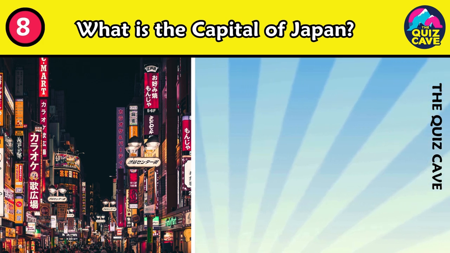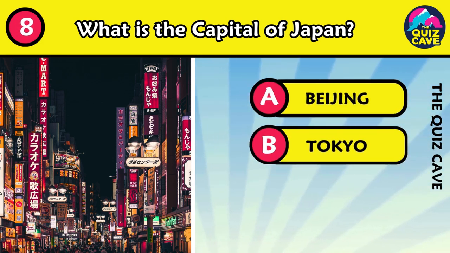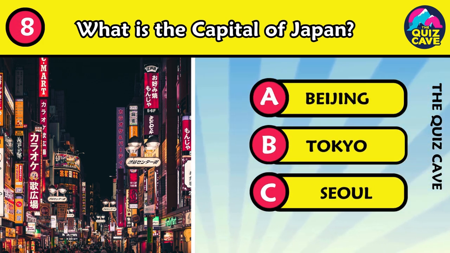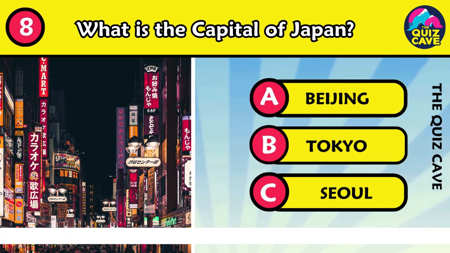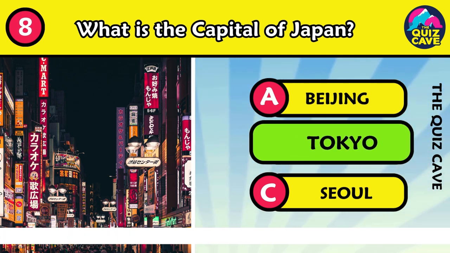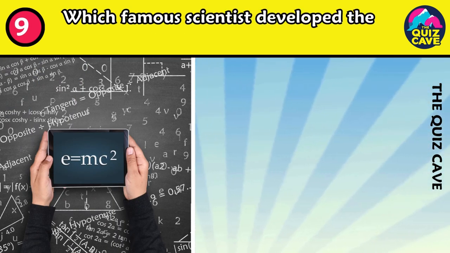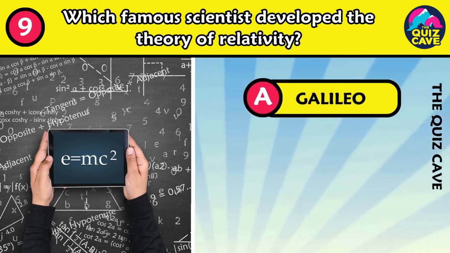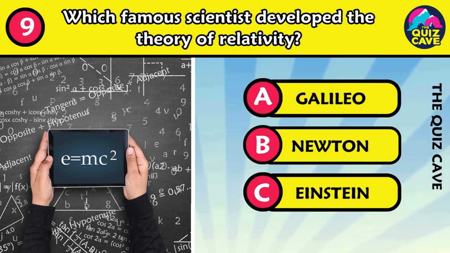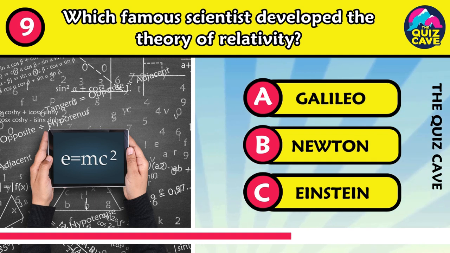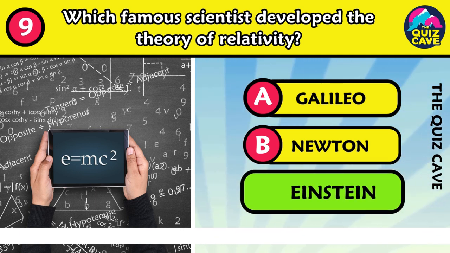What is the capital of Japan? Tokyo. Well done. Which famous scientist developed the theory of relativity? Credit goes to Einstein.